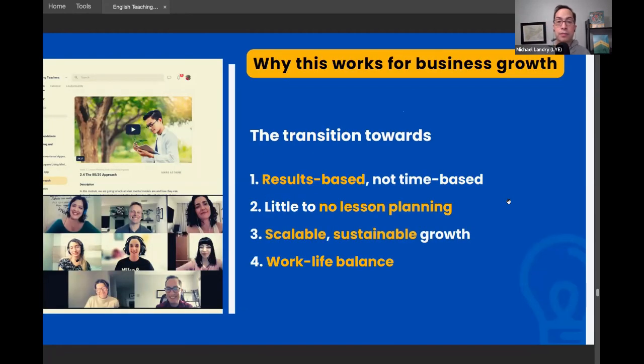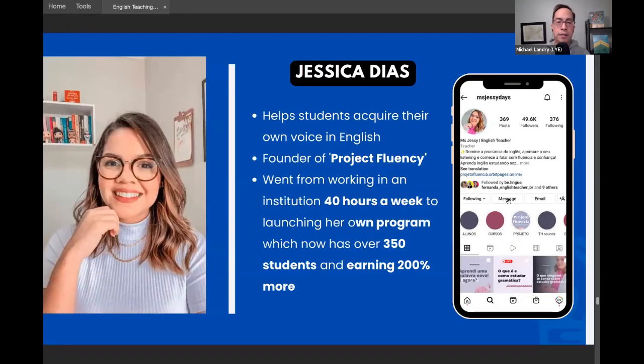Also, it's scalable, right? Because we can use this approach to teach individually, but group classes as well. And again, because we're spending less time worrying about our lesson planning, we can really get back to this work-life balance. We're focusing on ourselves, which again was something Monica talked about as well.